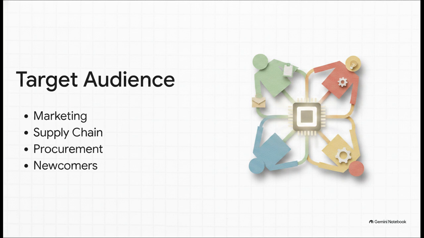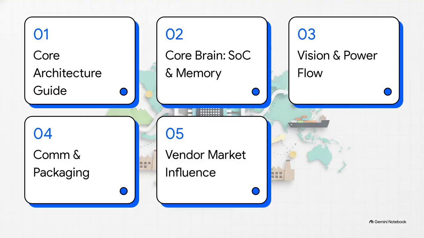We are going to directly tie this technical architecture to strategic influence and market value, giving you a very distinct professional edge and an expert analytical perspective on the global supply chain. So, here is our roadmap for today. First, the core architecture beginner guide. Second, the core brain, focusing on the SoC and memory. Third, vision and power operation flow. Fourth, communication and packaging. And finally, fifth, key vendor market influence. Don't worry if you're a complete beginner. We are going to break all of this down logically.